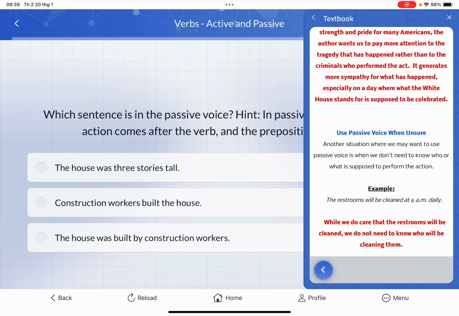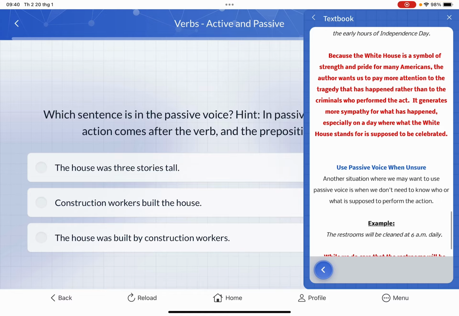The restroom will be cleaned at 6 a.m. daily. It still makes sense, and we still make our point. We do not need to know who will be cleaning it, so we just use passive voice. Sometimes it is better to use it.